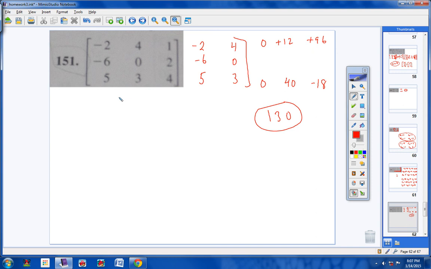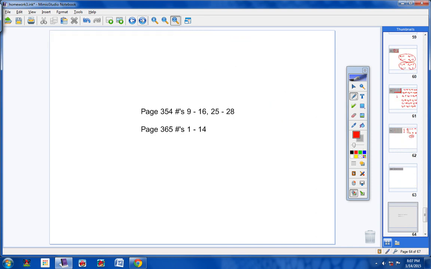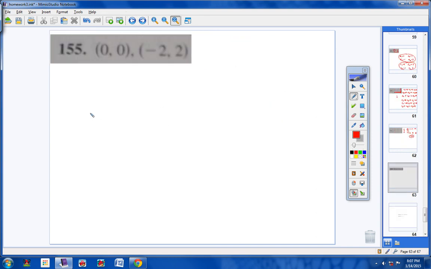And finally, students, I believe it's just about last but not least, page 155. Now we're going to find the linear equation. We're going to find the linear equation of the line that passes through these 2 points.